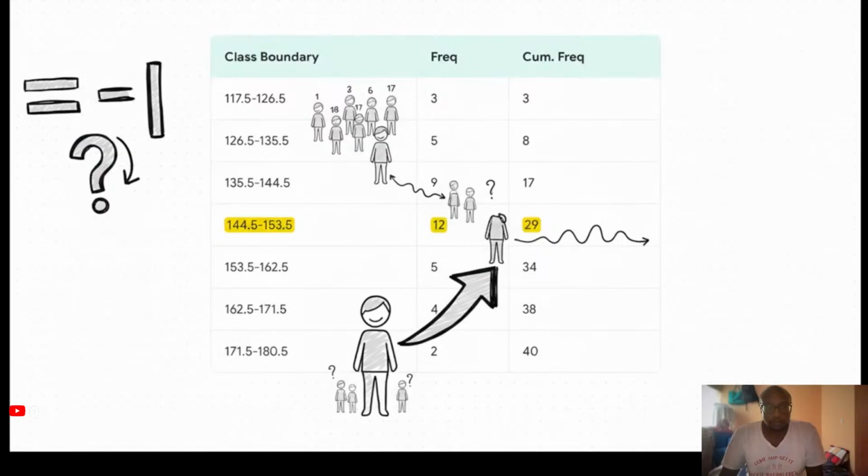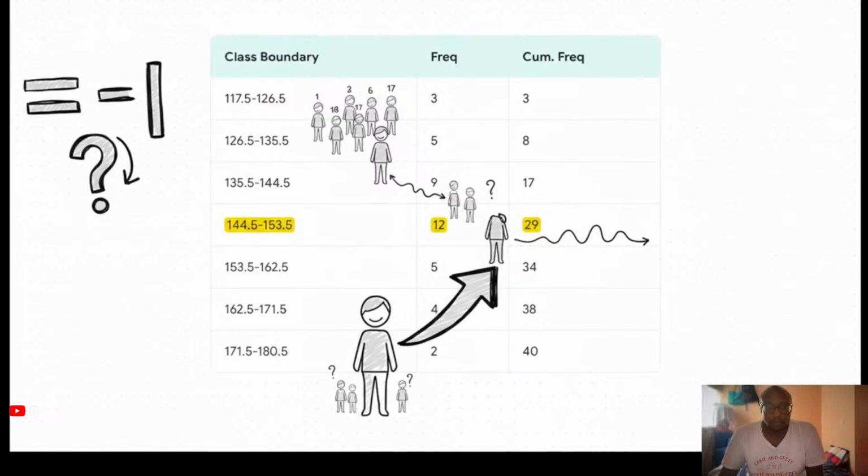Okay, so here's our data again, but you'll notice we've added a couple of things, class boundaries and the cumulative frequency. And look closely at those boundaries. See how they're adjusted by 0.5? That's a super important step. It closes those little gaps between our groups, which makes the data continuous.